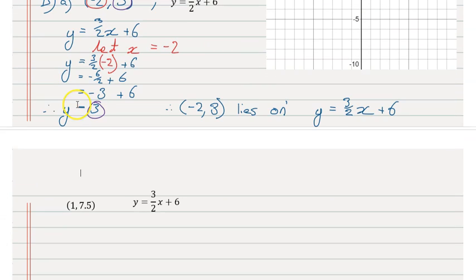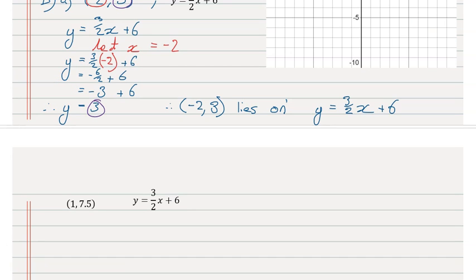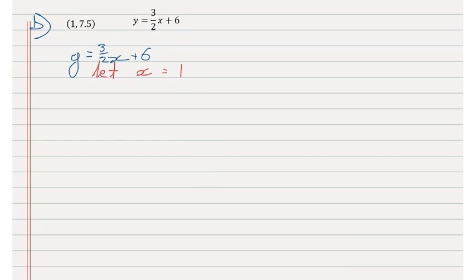Then to be explicit, I'll write b. Here we go, b. And we'll ask ourselves, y equals 3 over 2x plus 6. And we'll say, let x equal 1. Subbing in the value of 1 for x, y equals 3 over 2 times 1 plus 6. Then 3 times 1 is 3, so it's simply 3 over 2 plus 6.